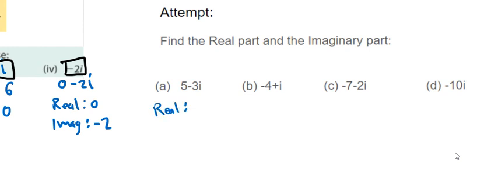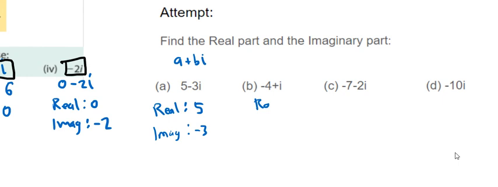So the real part of the first one would just be 5. You could put a plus bi over each one as well, it might help you to see, but you probably don't need to. The imaginary part then is just the part that's connected to the i, so that's the minus 3.